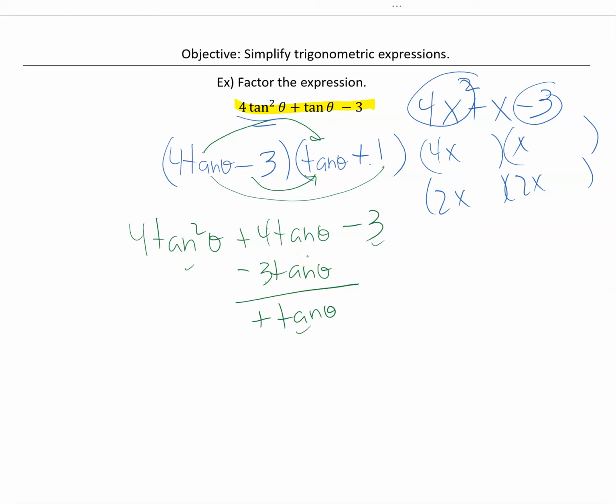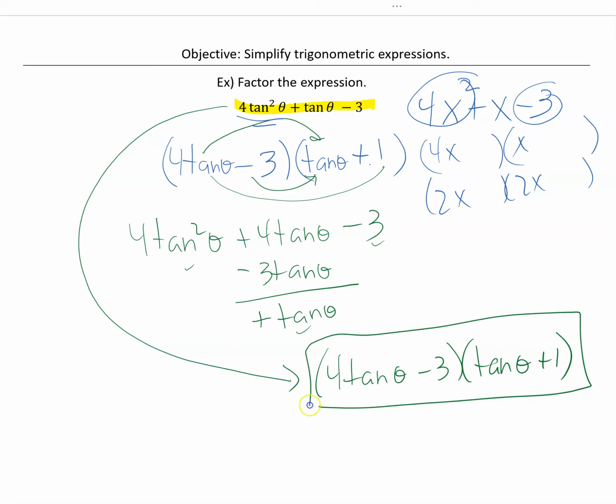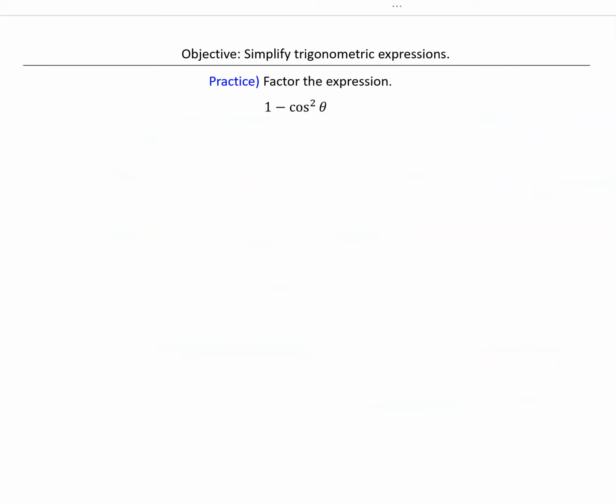So that means that my factored form of this is 4 tangent theta minus 3 times tangent theta plus 1, like so. All right, I think there is a practice problem now. Yep, so you should pause your video here, try to factor this, and then turn your video back on, and we'll see if you got it right.